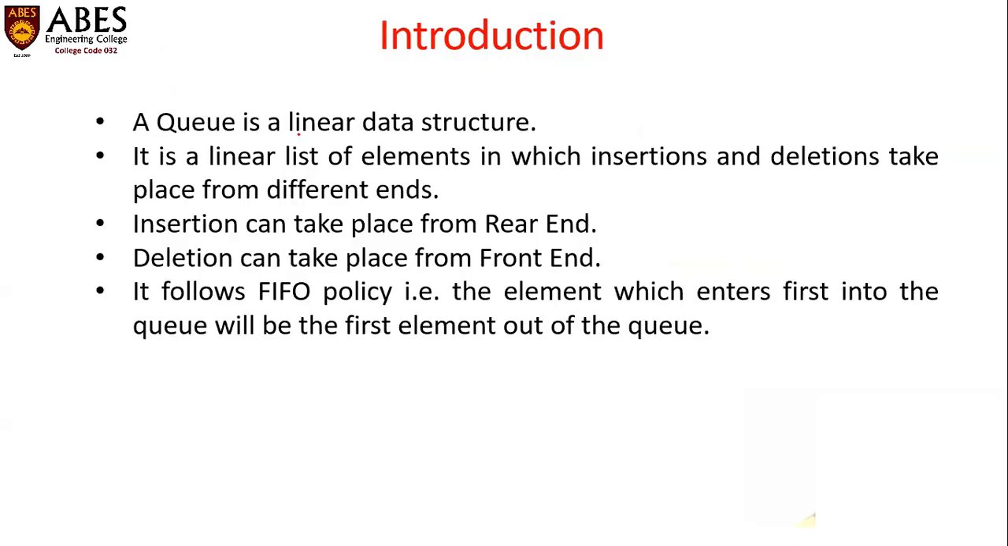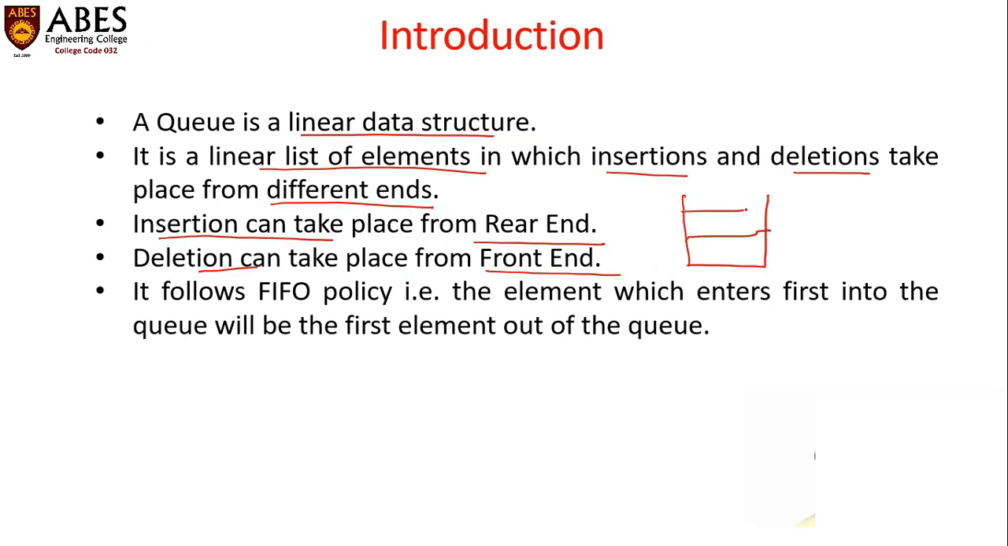A queue is a linear data structure. It is basically a linear list of elements in which insertion and deletion can take place from different ends. The point to be noted here is that we can do the insertion and deletion, but it can be done from the different ends. Insertion can take place from the rear end, whereas deletion can take place from the front end. Just in contrast with stack, in which the insertion and deletion can be done only from the top.